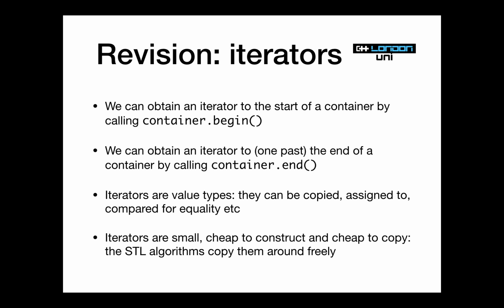Iterators are small, for some meaning of small. Generally the size they occupy on the stack is usually about the same as one or two pointers. They're small objects. They're cheap, that is, fast to copy, constant time copy. The STL algorithms all copy iterators around freely everywhere. So if you're constructing iterators, don't worry about it too much, because it's not a slow operation. Iterators are small and cheap and fast.